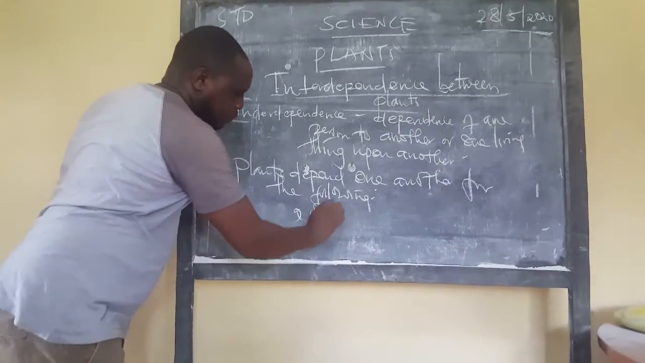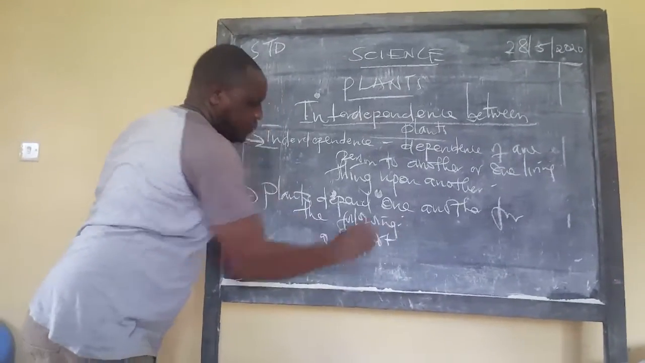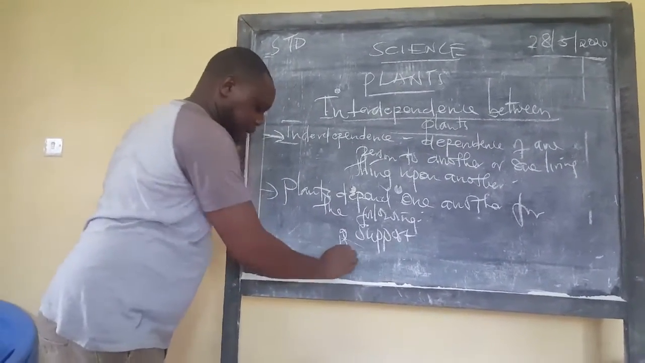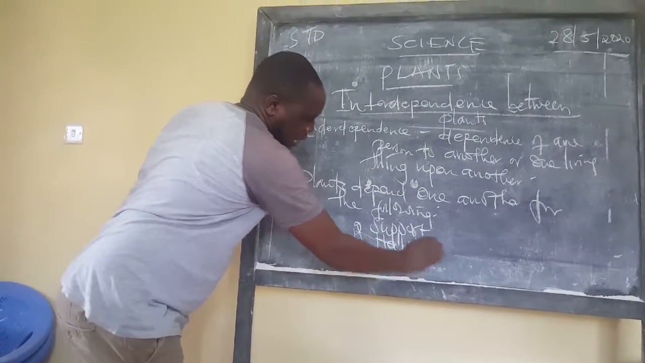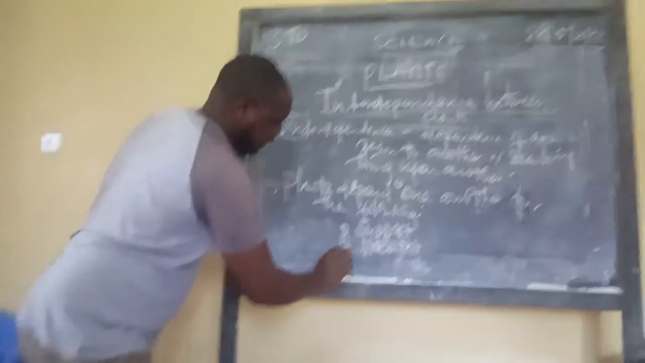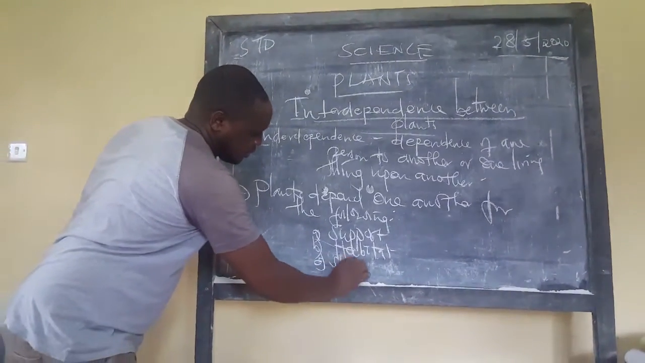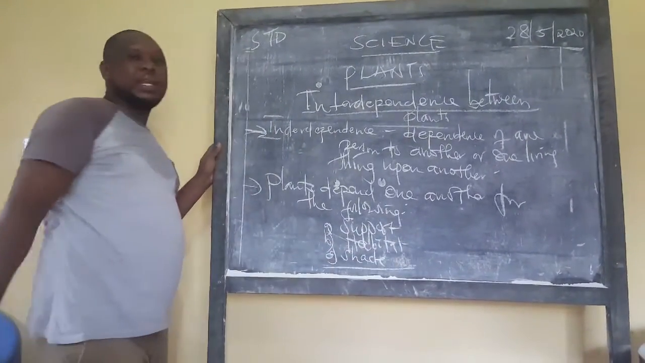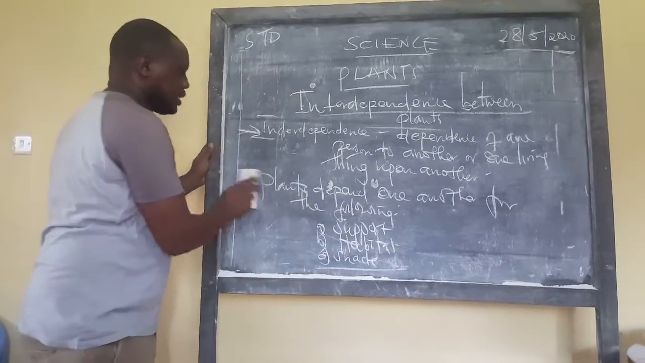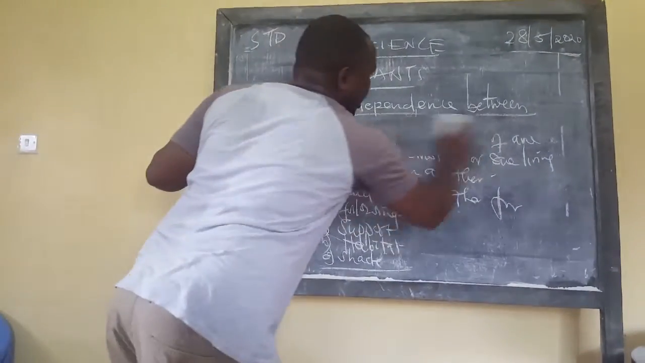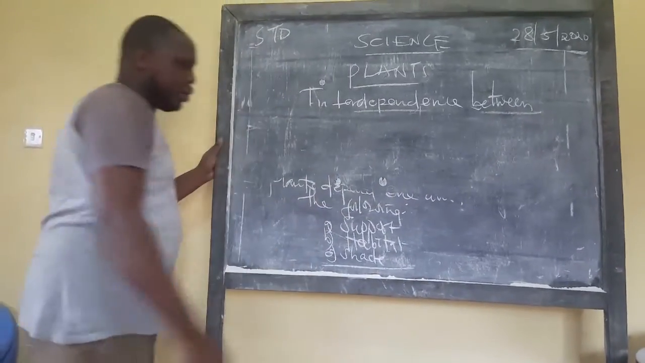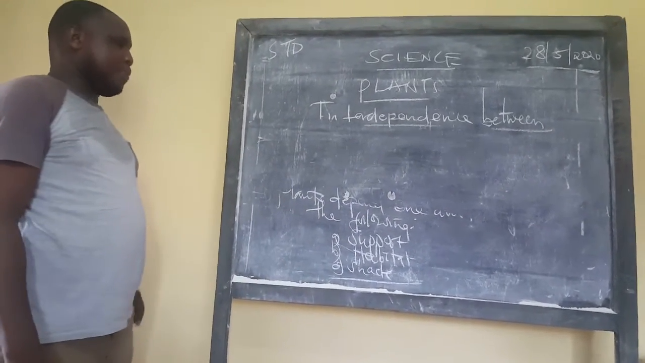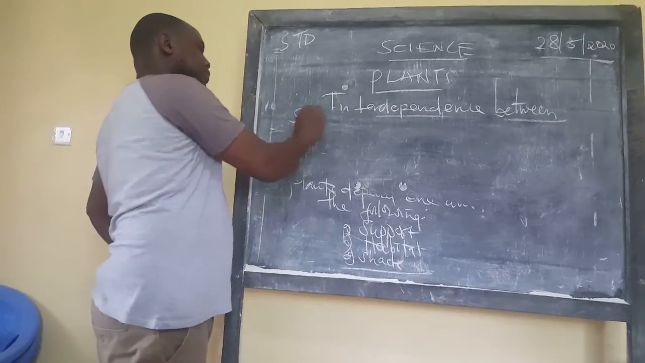Number one, plants depend on one another for support. Plants depend on one another for habitat. And lastly, plants depend on one another for shade. So these will be our main points that we are going to discuss in this lesson. We are going to discuss how plants depend on one another for support. So we begin with the support.